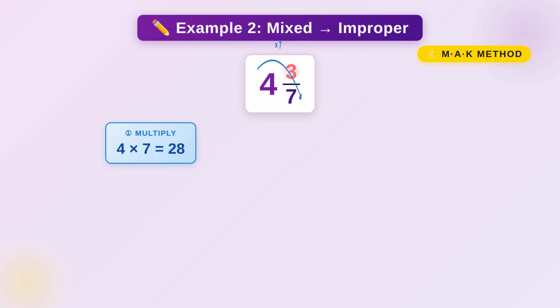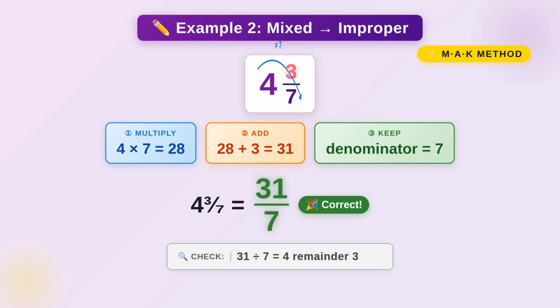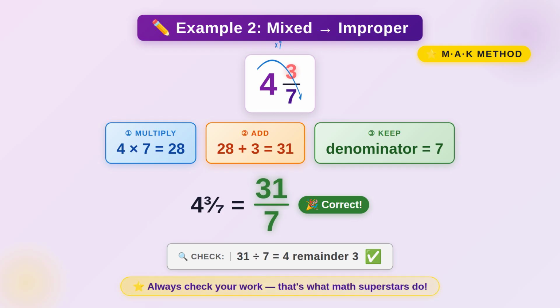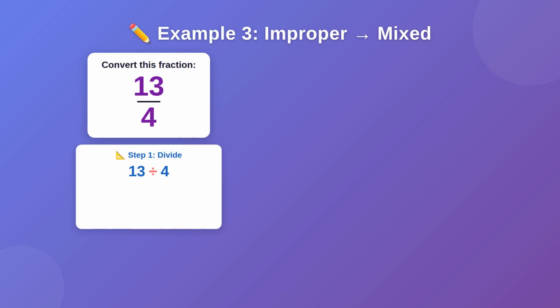You've totally got this. Let's try a second one to lock in that MAC method. This time, convert 4 3/7 to an improper fraction. Multiply. 4 times 7 equals 28. Add. 28 plus 3 equals 31. Keep, the denominator stays 7. So 4 3/7 equals 31/7. Now, let's double check our answer. If we divide 31 by 7, we get 4 with a remainder of 3, which gives us 4 3/7 right back. That's how you know it's correct. Always check your work. That's what math superstars do.